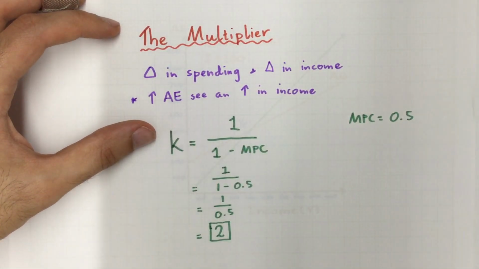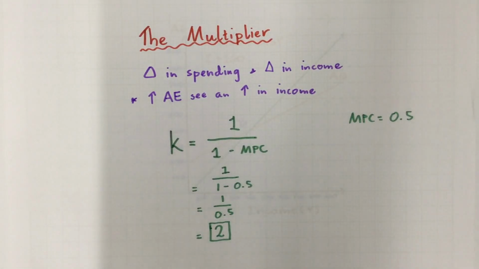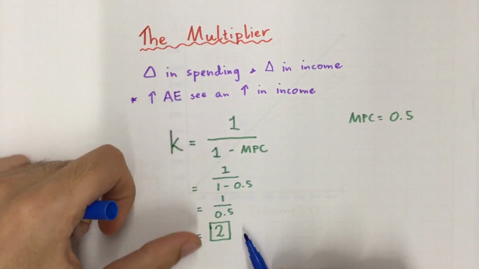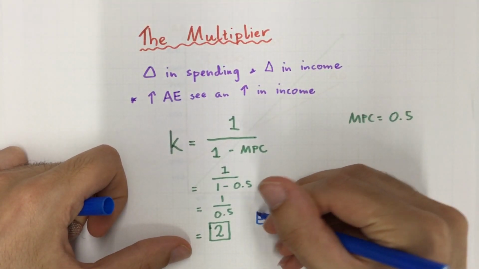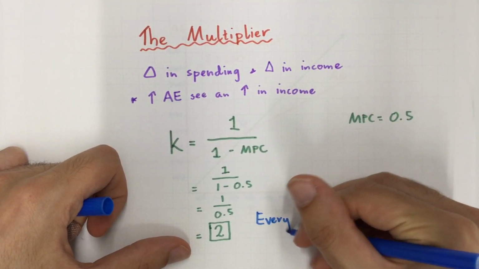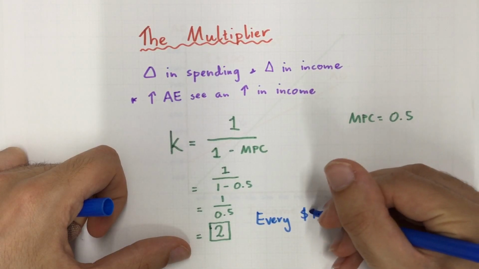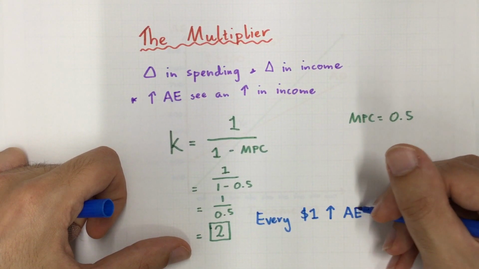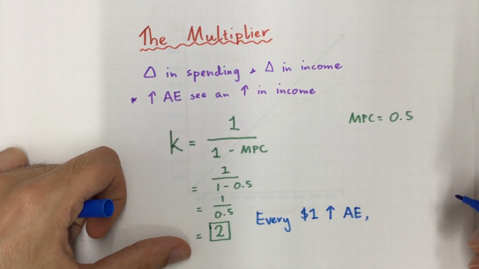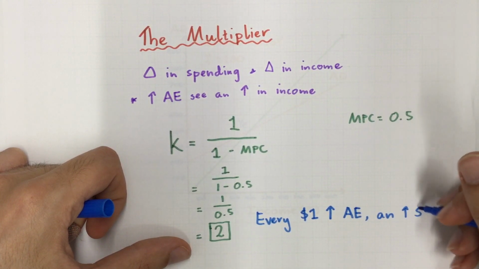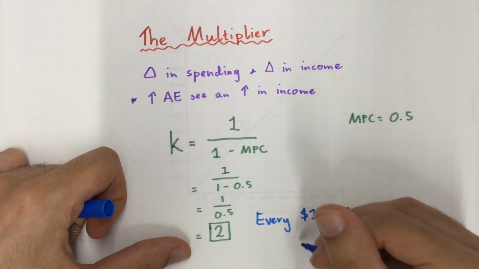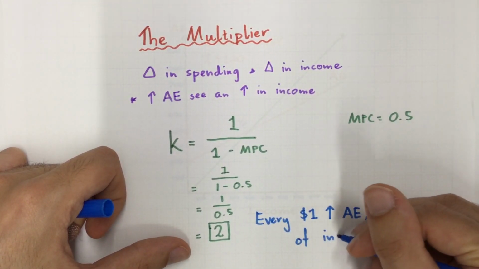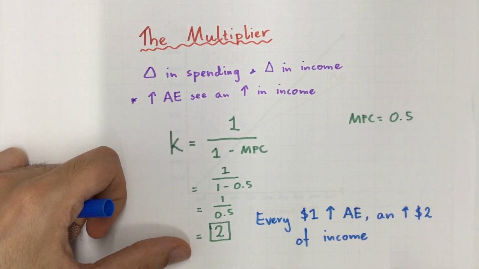Now, it's important we understand, what does this mean? What does this 2 actually signify? Now, what this 2 means is that for every, and I'll write this down so you can have it there as well, for every $1 of additional aggregate expenditure, we can expect to see an additional $2 of income. That's what that's saying.